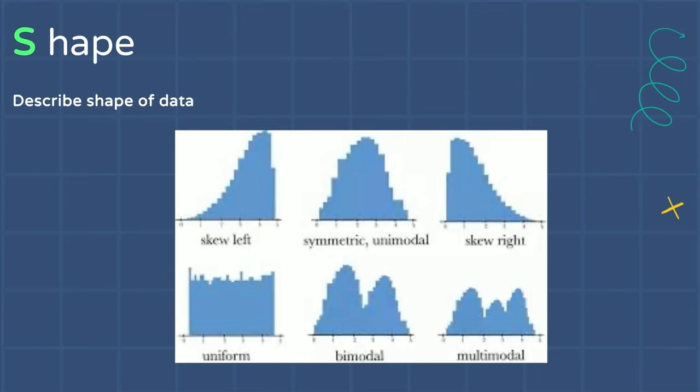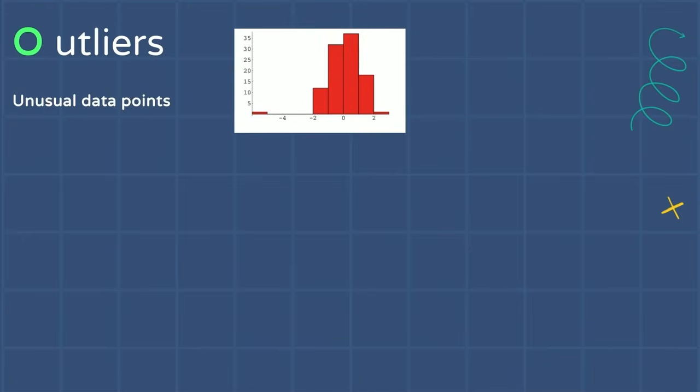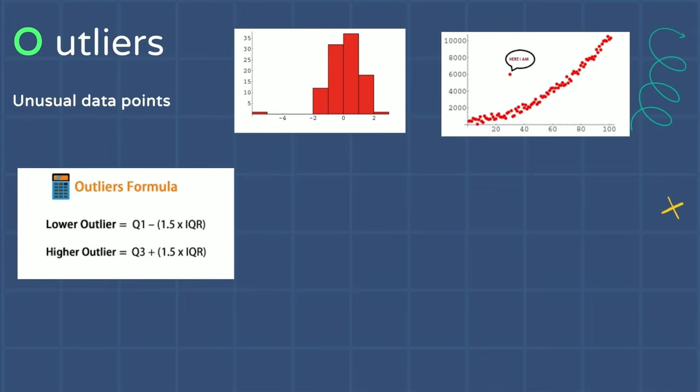Symmetric unimodal is just uni, which is one height, like one increase. Uniform is when the whole thing seems constant. Bimodal, which means bi, so there are 2 peaks, and etc., etc. O stands for outliers, which are unusual data points. Well, we can see here that there's data all the way to the far left, which is pretty unusual. Here we see the data all the way up here, that's pretty unusual, so essentially that's outliers.